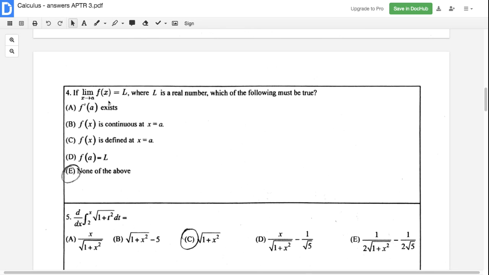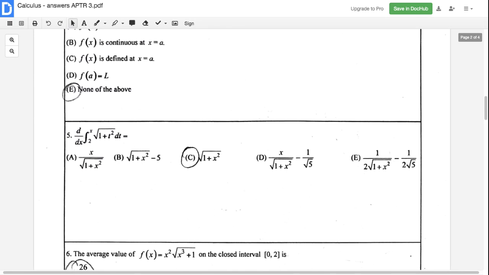We talked about number 4 extensively in class. Remember, all this is saying right here is that the function f, as x approaches a, has a limit of L. Okay, that's all it's saying, which is not much. So the derivative does not exist. We do not know that it's continuous. We do not know that f is defined at a, and we do not know that the function value equals the limit, which is what this is saying. Therefore, none of the above.